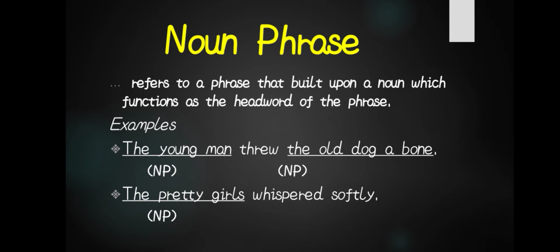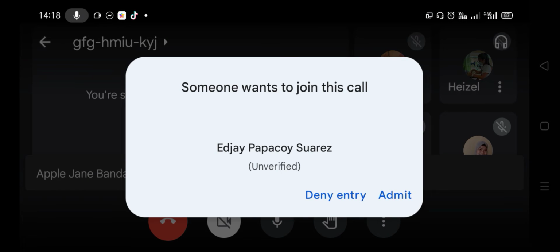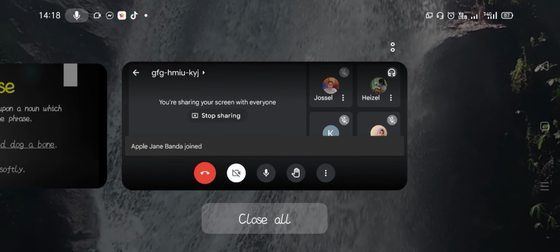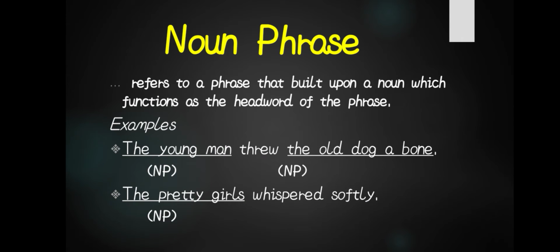So we have the young man. Sorry sa labeling. The young man and the old dog a bone. So actually, mali na siya, sorry. Actually, tulo na siya dapat kabuok: the young man, the old dog, tapos a bone. Tulo ka phrases na. Okay, again, 3 phrases na ha: the young man, the old dog, a bone. So, tulo ka buok ang noun phrases diha.